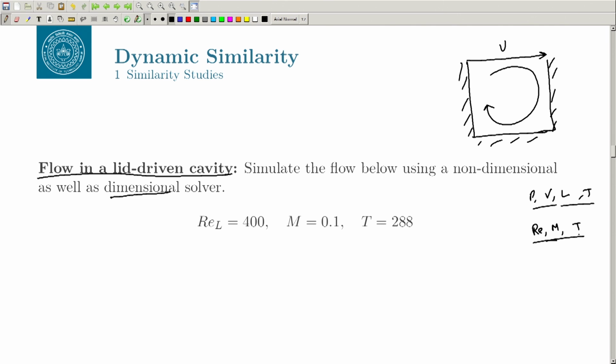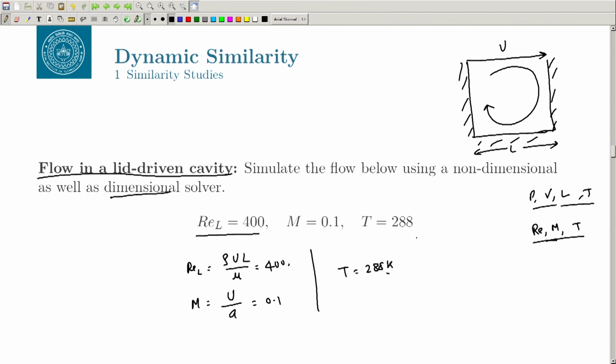So, you have the Reynolds number, which is a very famous example. Reynolds number based on this length scale, this is your L, and your top moving velocity. So, RE_L equal to rho u L by mu is equal to 400, and Mach is given as u by a is equal to 0.1, and the temperature is given. Even if it is not given, you can assume it. This is 288 Kelvin.